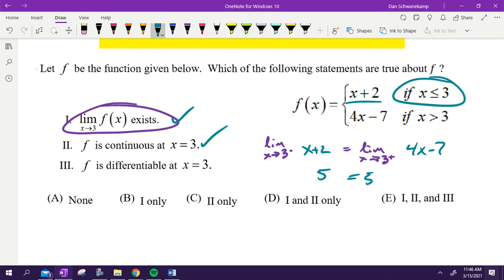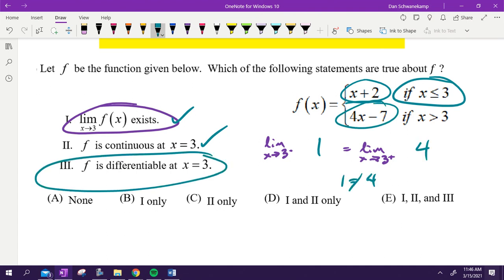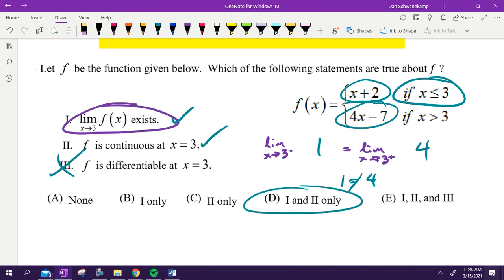Differentiable. In order to be differentiable, what needs to be true? The slopes need to be equal. What is the derivative of that equation going to get me? Is 1 equal to 4? Nah, so there's going to be a corner point there. So that one's a no. So I want 1 and 2 only. My answer is D. Make sense?